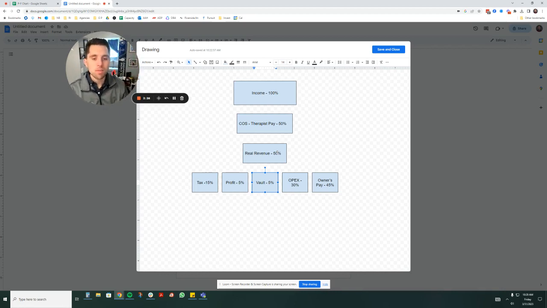So we have 50% of our revenue. We're now going to think of this as all of our revenue, 100%, because it's 100% of what's left over. And that 100% is going to get divided up into different accounts for different purposes. And this is where it gets cool.